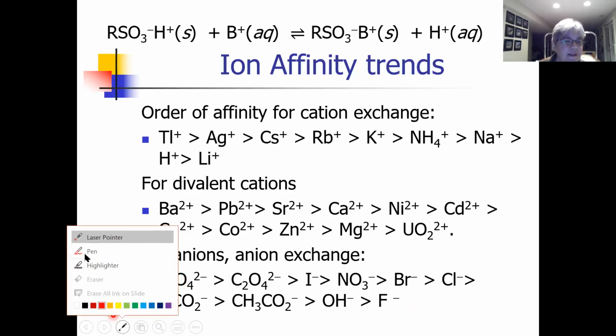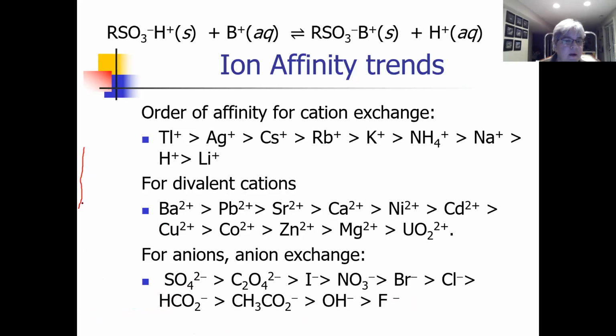Okay, so the process: I've got my column, and in the beginning it's filled up with all these hydrogen ions. Now I'm going to take my solution, and let's say my solution has potassium, sodium, and rubidium in it. I wash it through the column. All of those, the rubidium, the potassium, the sodium, get stuck on the column, and out come the hydrogen ions.